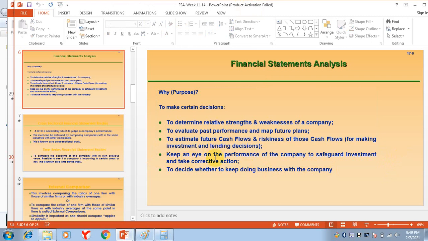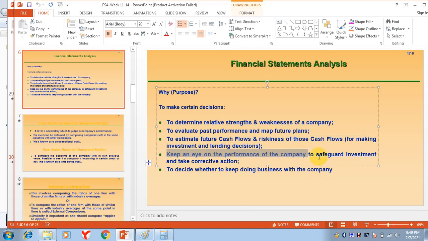Keep an eye on the performance of a company to safeguard investment and to take corrective actions. Why are we doing financial statement analysis? To keep an eye on the performance of the company, to secure your investment or the investment of the shareholders, and to take corrective actions. And if we are not going in the right direction, what will be the corrective actions?